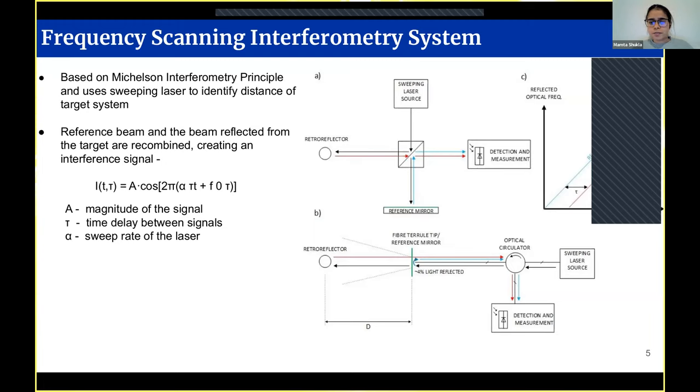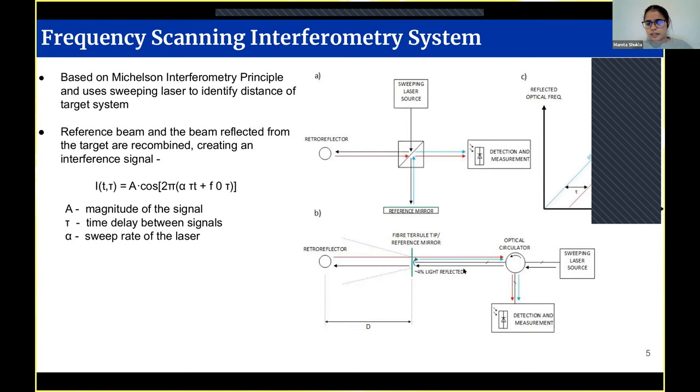When you get the combination of these two signals, which we call interference, it is represented by this equation, a cosine wave. Here, the time delay between the two signals is used to identify the distance. Initially, most of the time, it is a fixed laser source, but it is not very practical to use a fixed laser source. So here we use a sweeping laser source, and we have to know at what rate the laser is sweeping. This is the very standard mechanism, or the ideal principle, of an interferometer system.